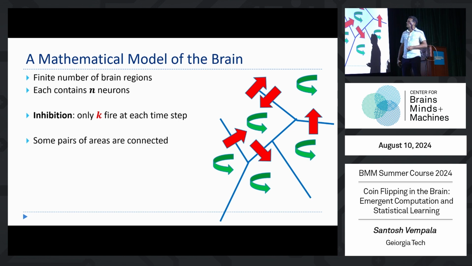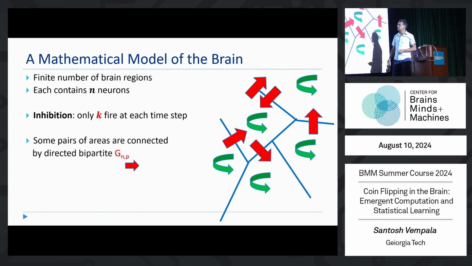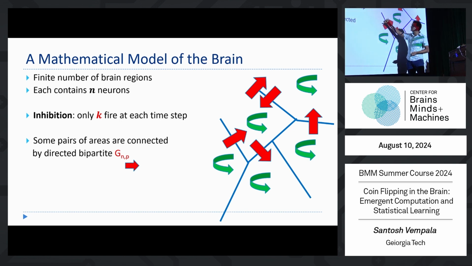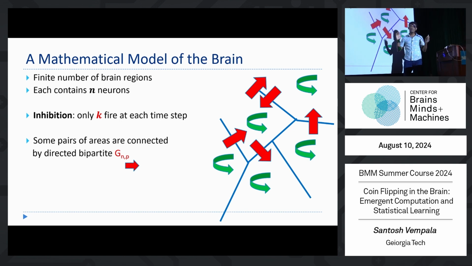Now, some pairs of areas are connected. Not every pair. So these red lines tell you that these areas are connected. And how are they connected? By a directed bipartite random graph. So it's just a random graph between every pair of neurons here. The probability of that edge in this direction is p. Some are bidirected like that. So that's just a graph between those.